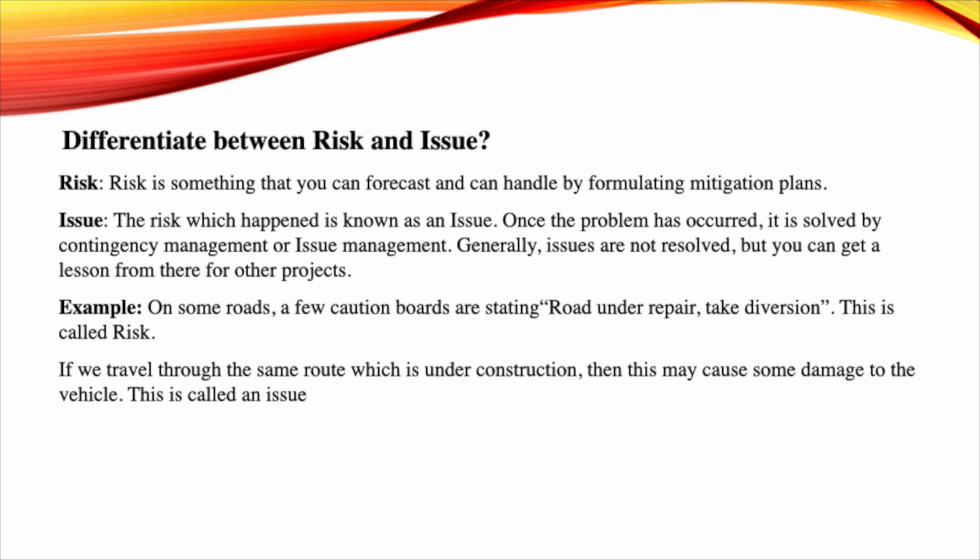Example, on some roads, a few caution boards are stating road under repair, take diversion. This is called risk. If we travel through the same route which is under construction, then this may cause some damage to the vehicle. This is called an issue.